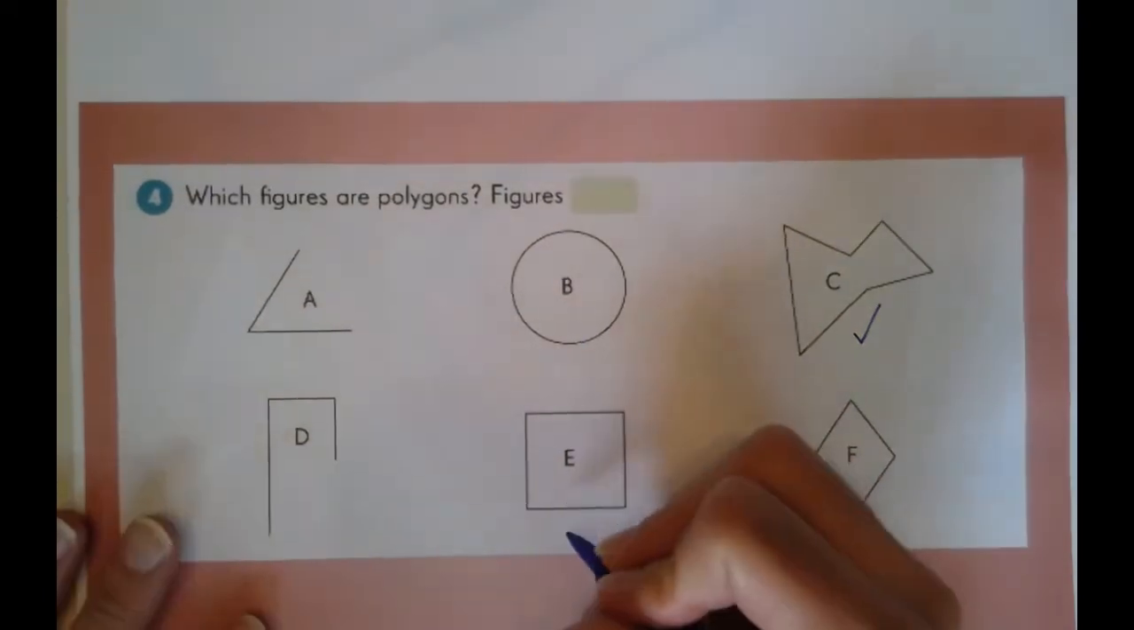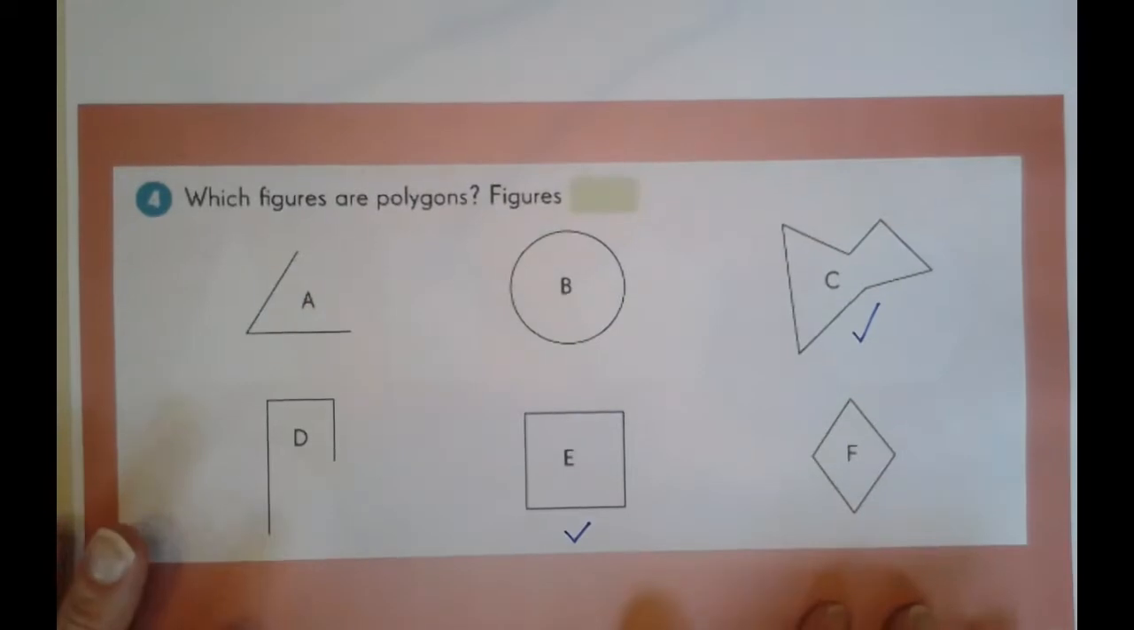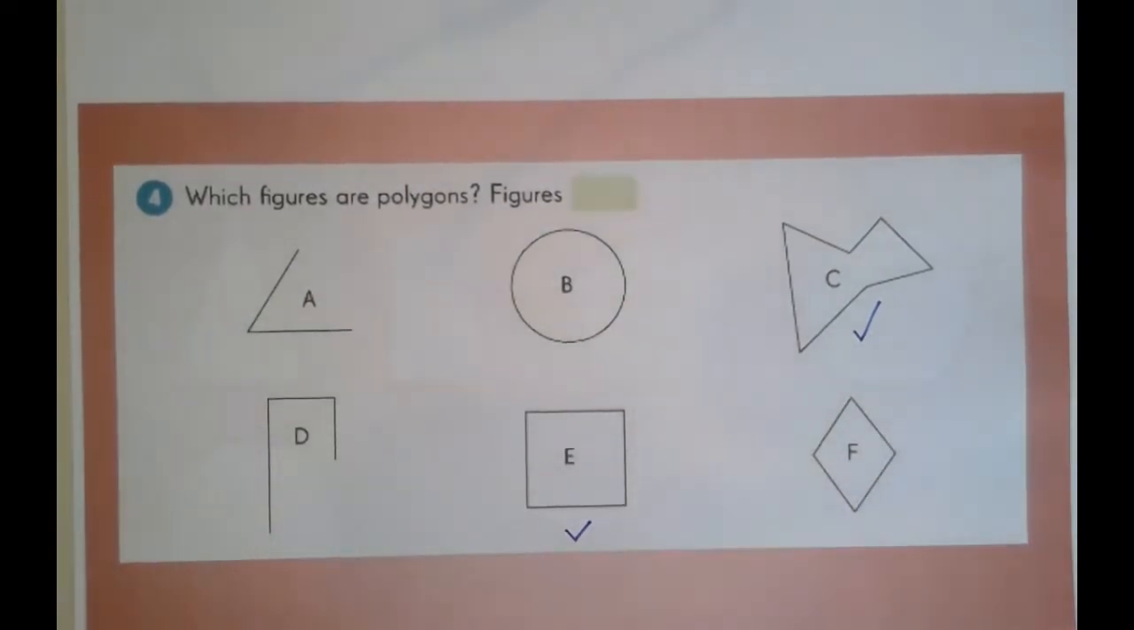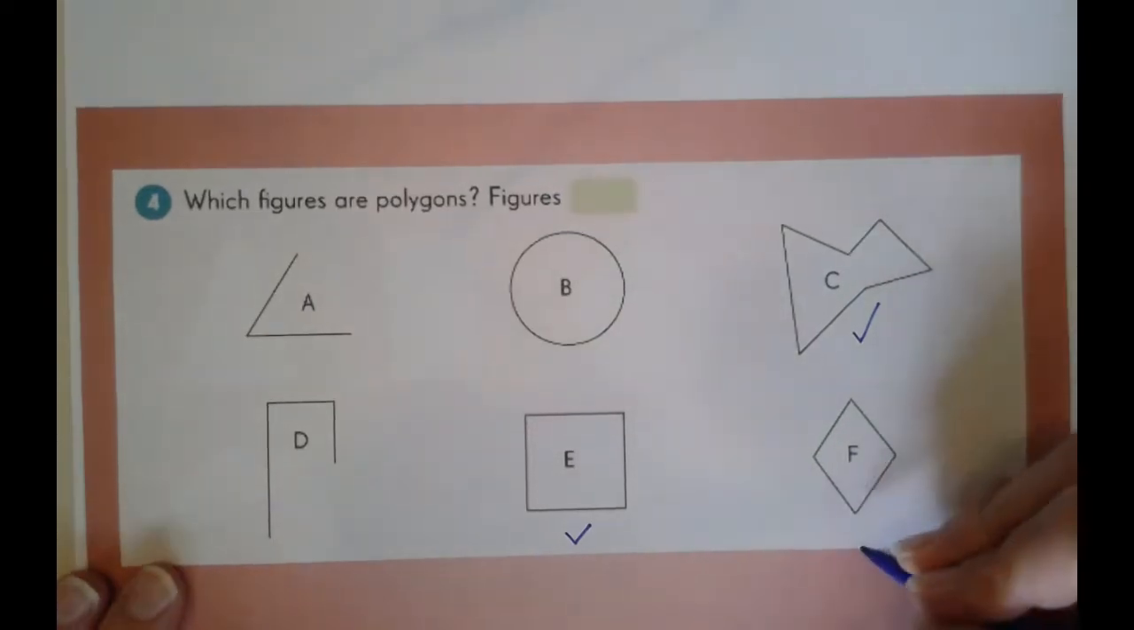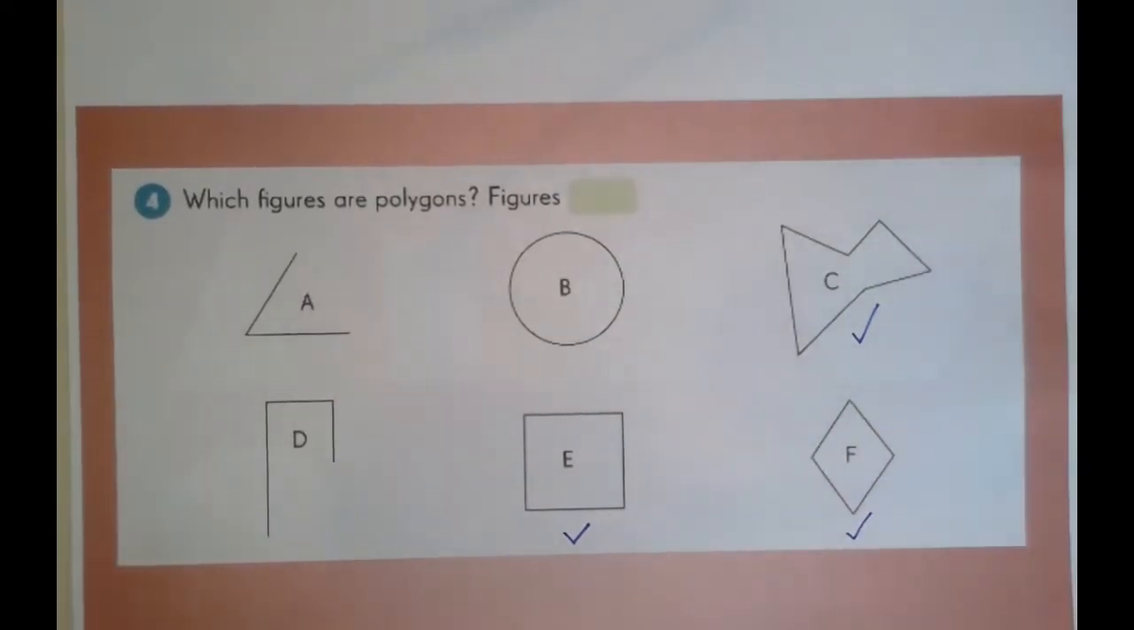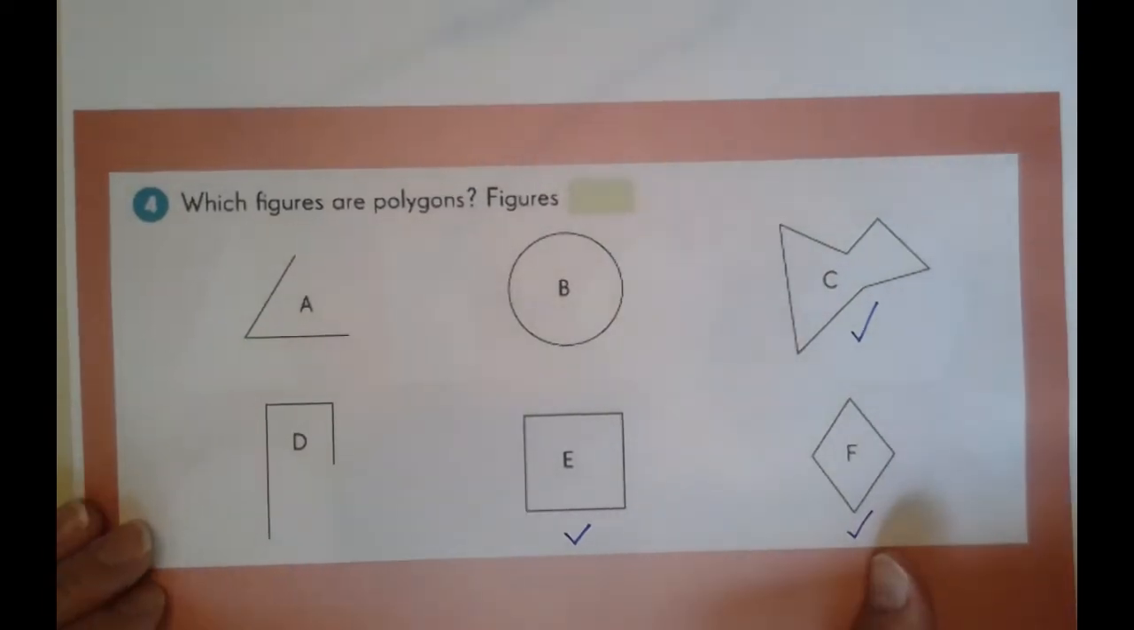Shape E is a polygon. It's closed and it has all straight edges, straight sides. Shape F is also a polygon. It is closed. It has all straight sides. So you should have put a check mark next to C, E, and F. Those are all examples of polygons.